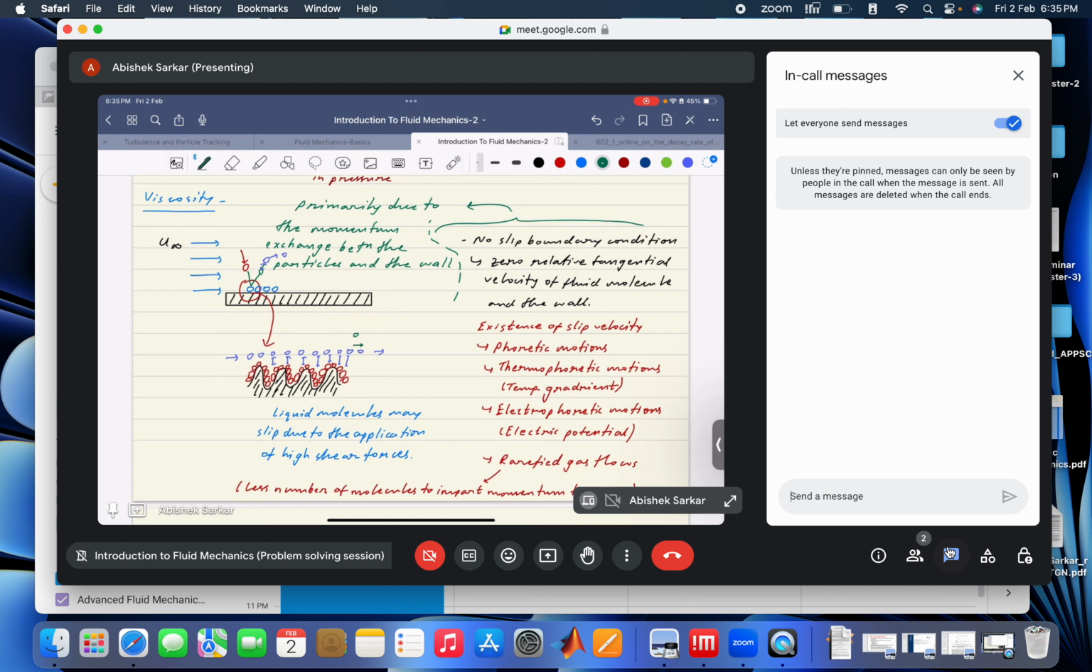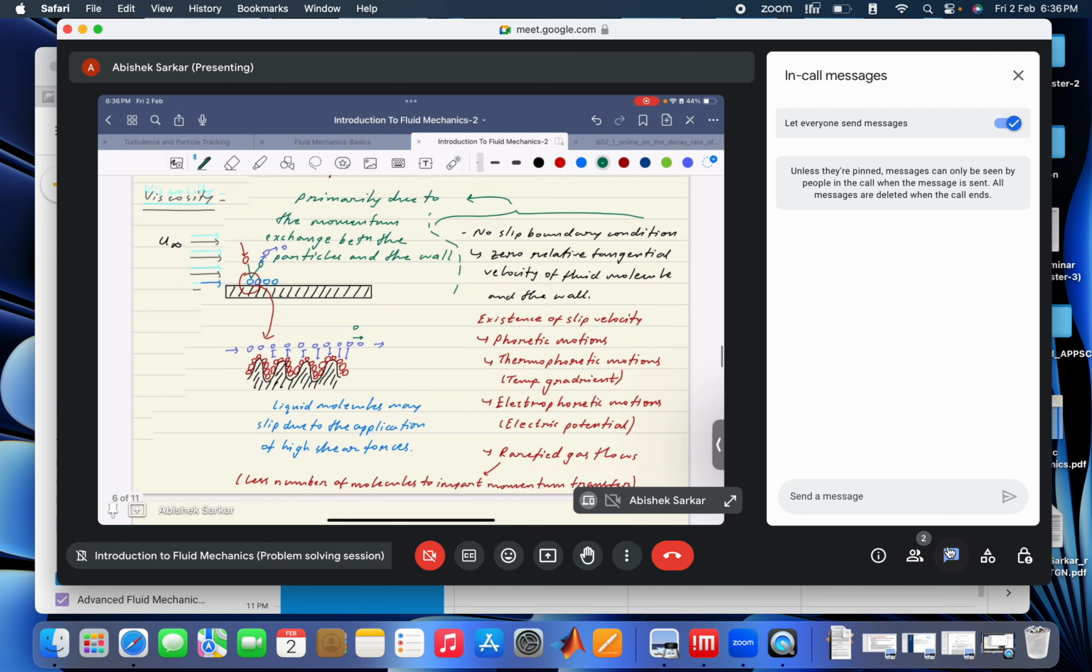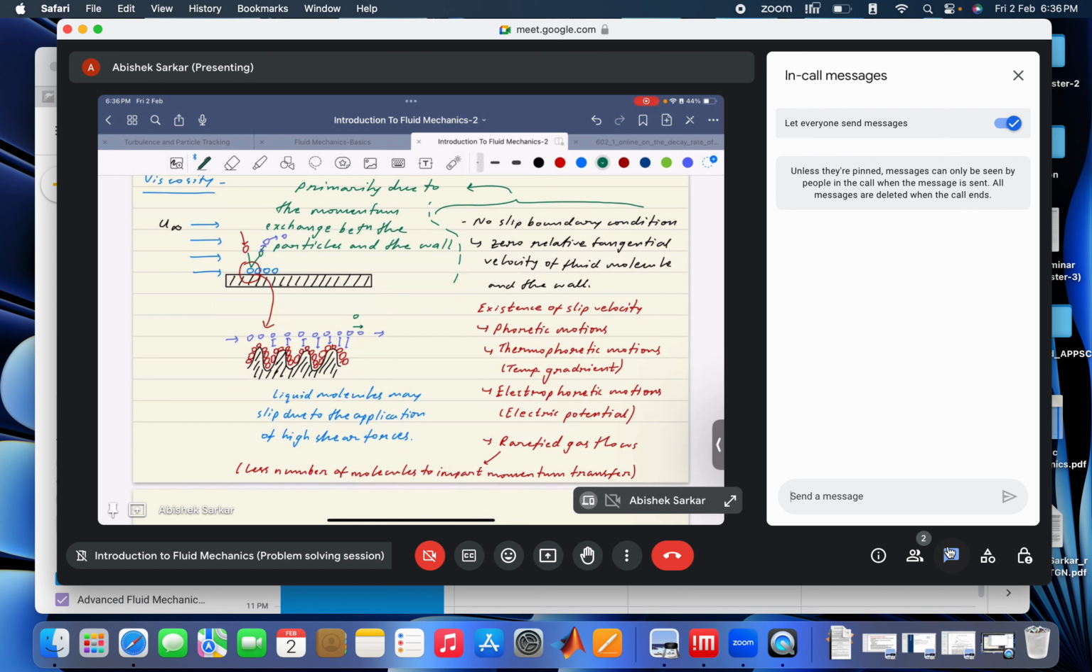Okay, so there will be a series of momentum transfers between different layers of the fluid, and that is primarily due to the intermolecular force of attraction between the liquid molecules. Okay, so I hope it is clear now. In the case of gases, the viscosity is primarily due to the momentum transfer between the gas molecules, but in the case of liquids, the origin of viscosity is primarily because of the intermolecular force of attraction between the liquid particles. Okay, so I hope it is clear.